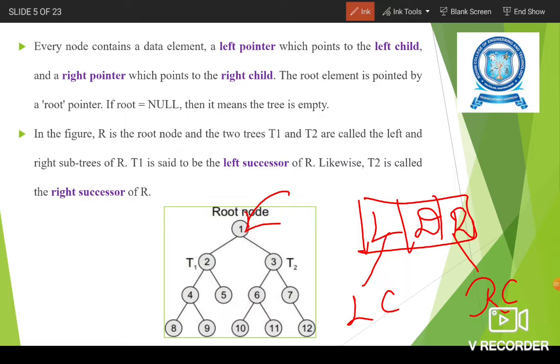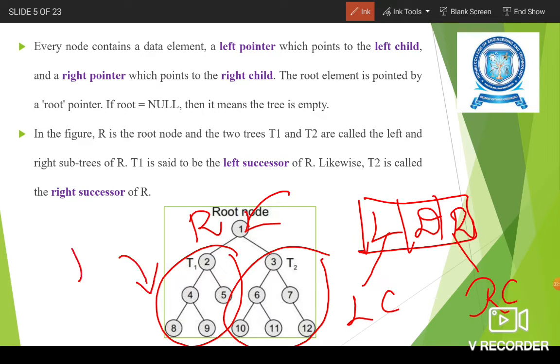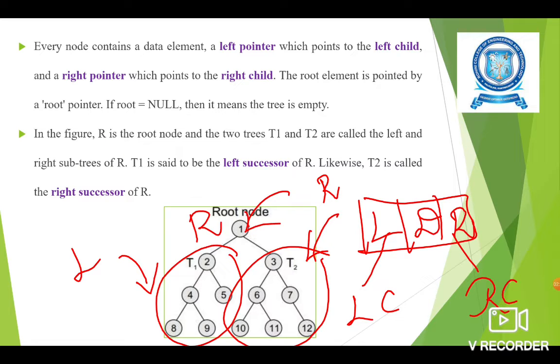From this diagram, you can know that R is the root node and it is having 2 subtrees T1 and T2. T1 is the left subtree and T2 is the right subtree. T1 is said to be the left successor of R and T2 is known as right successor of R.